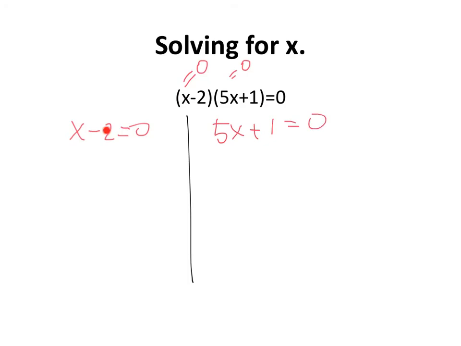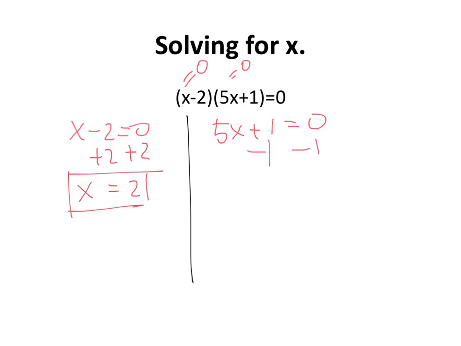Now we have a one-step and two-step equation. Let's start off with the one-step. For the one-step equation, we're going to add 2 to both sides. That gives us x equals 2 as one solution. On the other side is our two-step.